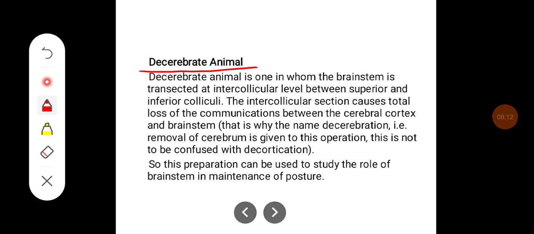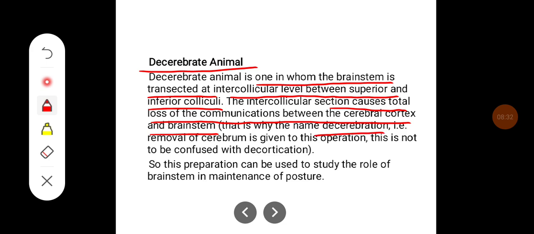Decerebrate animal. A decerebrate animal is one in whom the brainstem is transected at the intercollicular level, between the superior and inferior colliculi. The intercollicular section causes the total loss of communication between the cerebral cortex and brainstem. That is why the name decerebration, the removal of the cerebrum, is given to this operation. This is not to be confused with decortication. This preparation can be used to study the role of the brainstem in maintenance of posture.